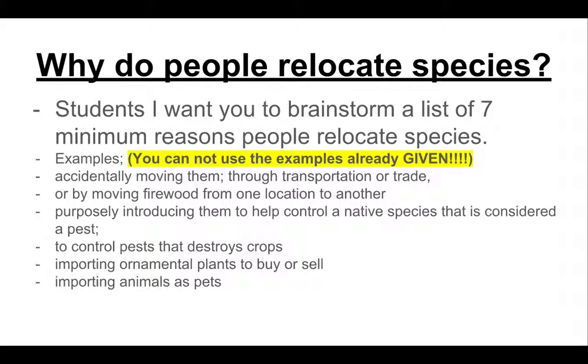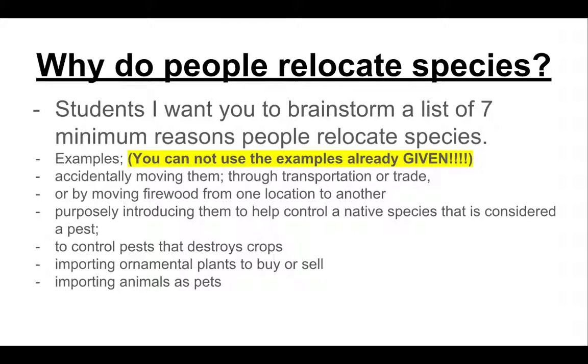Well, students, I want you to brainstorm a list of 7 minimum reasons people relocate species. Examples, you cannot use the examples already given. I'll give you plus 4 for those people with the 7 brainstormed reasons on their exit ticket at the end of computer center station.